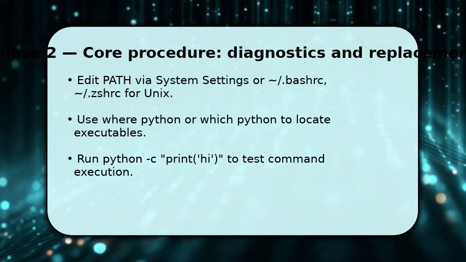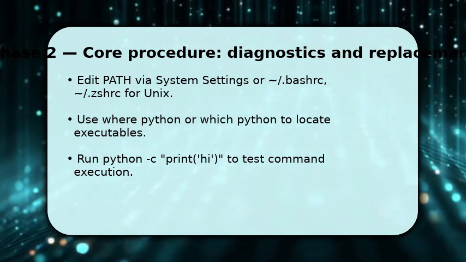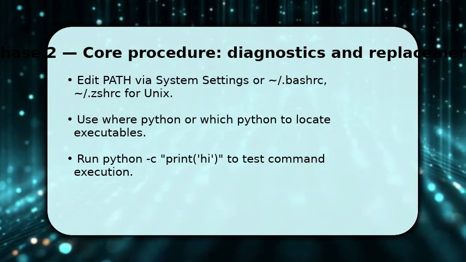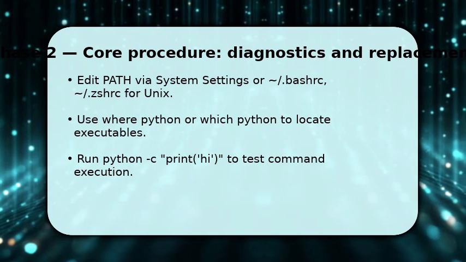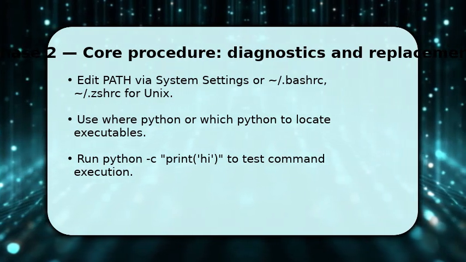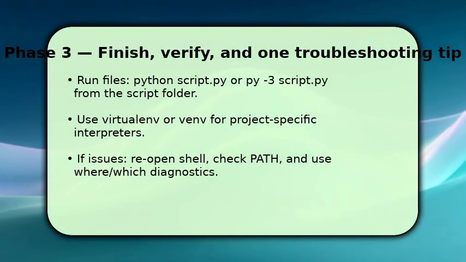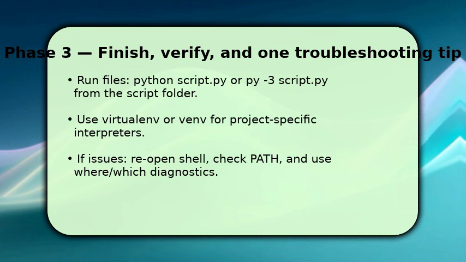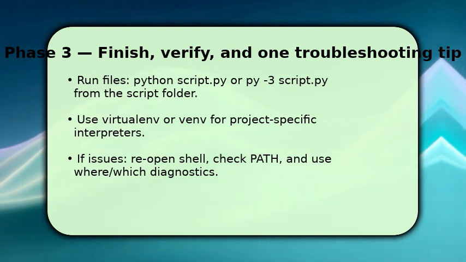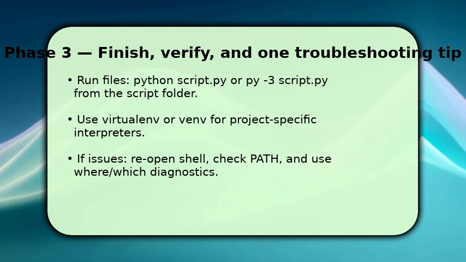Once confirmed, run python -c "print('hi')" to execute a one-line script. This proves commands and scripts run from the shell without launching the REPL. Finally, run real scripts by navigating to the folder and typing python script.py or py -3 script.py. For projects, create a virtualenv with python -m venv and activate it so dependencies stay isolated.